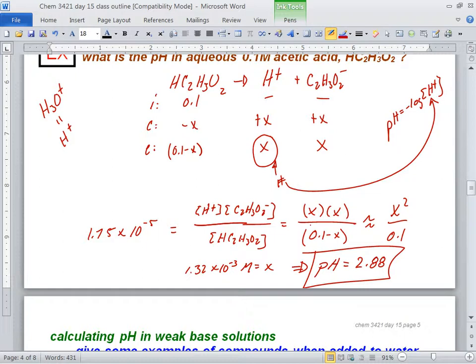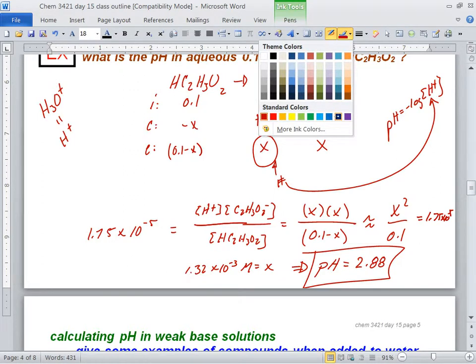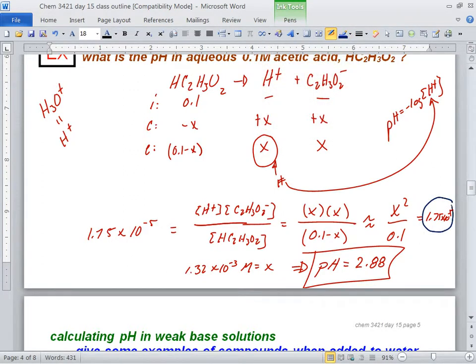Okay, so what I had to do is take that whole thing equal to 1.75 times 10 to the negative 5. So take this times 0.1, right, and then take the square root, and you'll get that. Take the negative log of it, 2.88. Yeah, so take it times 0.1, and then you'll have x squared equals that, so you have to take the square root of it.